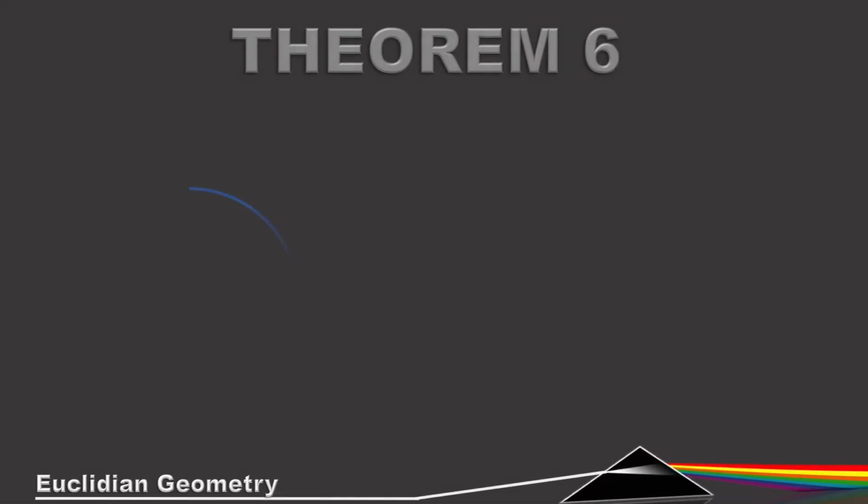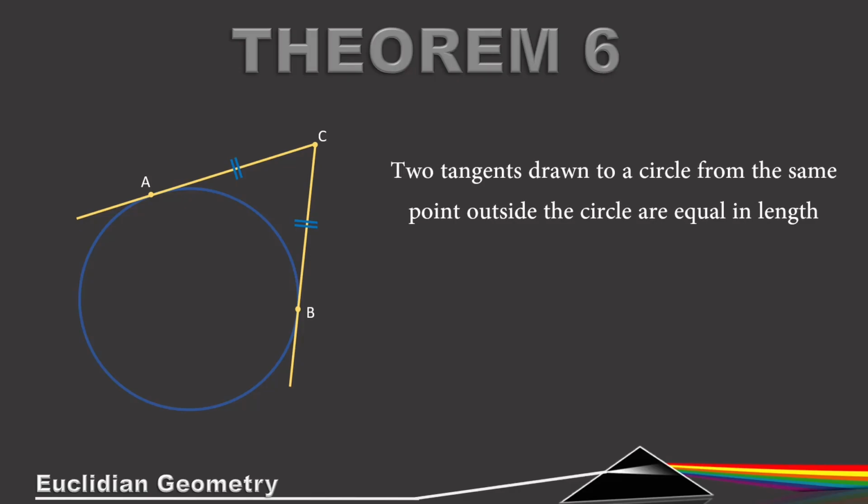Now for theorem 6, we have our circle, and then a point outside the circle at C. Now if we draw two tangents from that point, and where those two tangents touch the circle is at A and B respectively, then these two tangents will be equal, meaning AC and BC will both be equal. So the theorem says that two tangents drawn to a circle from the same point outside the circle are equal in length. So the reason is tangents from the same point.